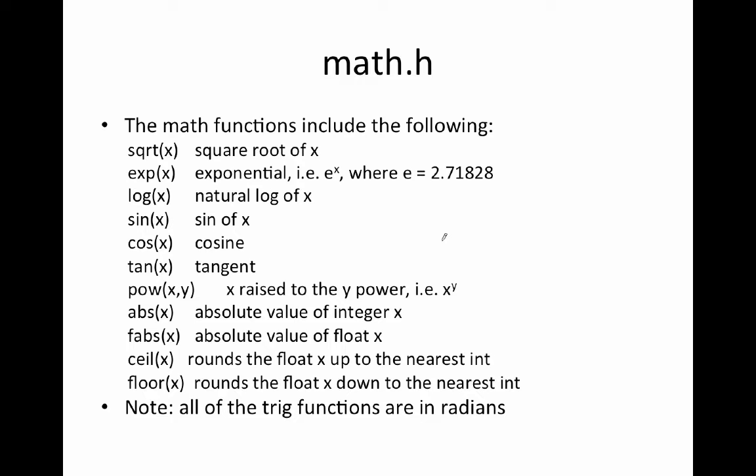The math header file includes a lot of math functions, so let's run through these fairly quickly. We've got the square root function, the exp function, which is the exponential function, and the natural log is the log function. We have trig functions like sine, cosine, and tangent, and note that all of these are in radians by default. We have the pow function that has two arguments, x comma y, and what that does is raise x to the y power. We have a couple of different absolute value functions. The abs function is the absolute value function for integers. FABS is short for float absolute value, so that's the float absolute value function. And then we have a couple of rounding functions. Ceil rounds a float value x up to the nearest integer, and floor rounds the float value x down to the nearest integer.